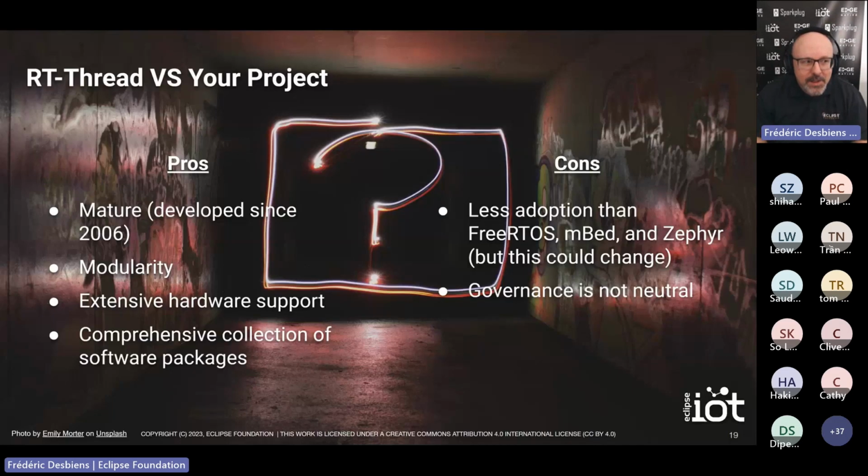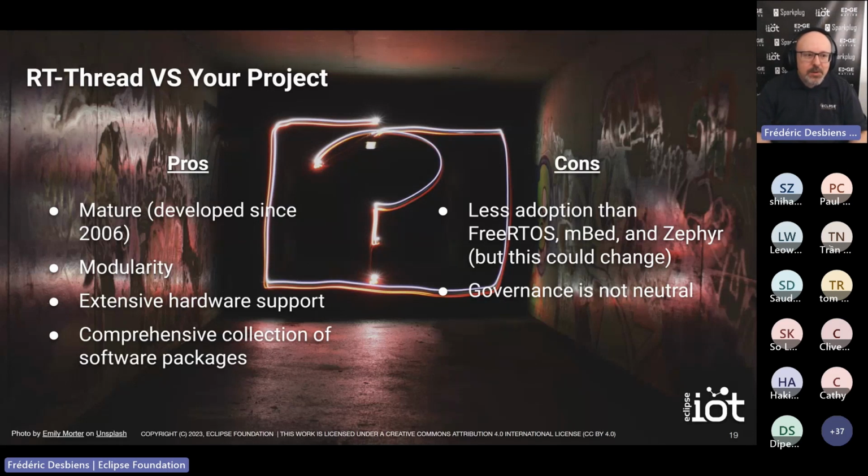So is RT-Thread a good pick? Well, it's mature, certainly, since it's been developed in some form or another since 2006. It's modular as well, with extensive hardware support, including very, very good support for RISC-V, and especially I'm happy to see the kind of support that's coming down the road for the open hardware groups, Core 5 open source processors and microcontrollers. That's really great. And the comprehensive collection of software packages is certainly a plus.